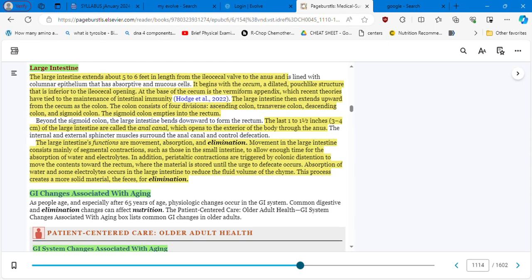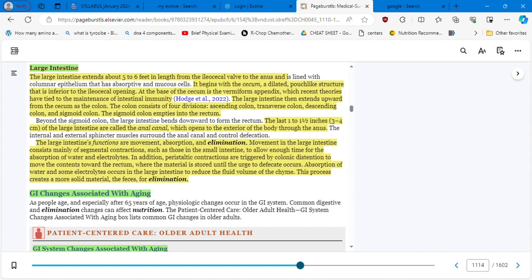Let's go to the large intestine. The large intestine extends about 5 to 6 feet in length from the ileocecal valve to the anus, and it begins in the cecum, a dilated pouch-like structure that is inferior to the ileocecal opening. I am repeating this over and over because I don't want you to get confused with the appendix. At the base of the cecum is a vermiform appendix, which recent theories have tied to the maintenance of intestinal immunity. The large intestine then extends upward from the cecum as the colon.